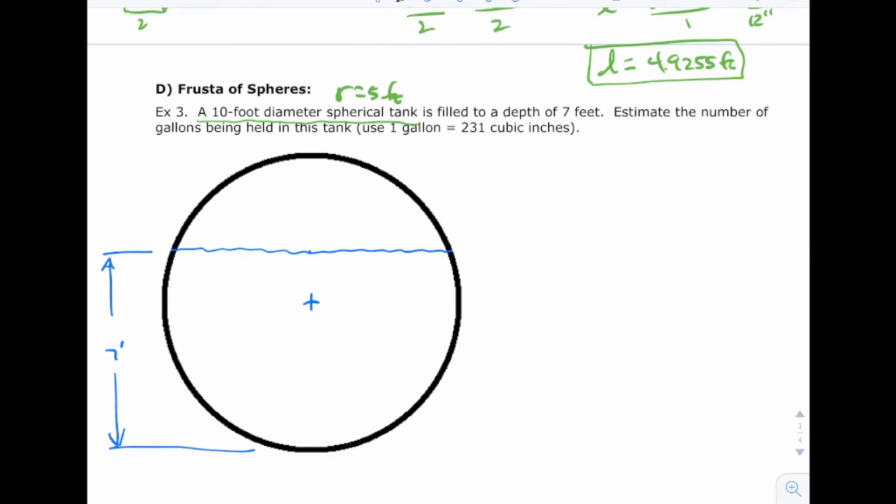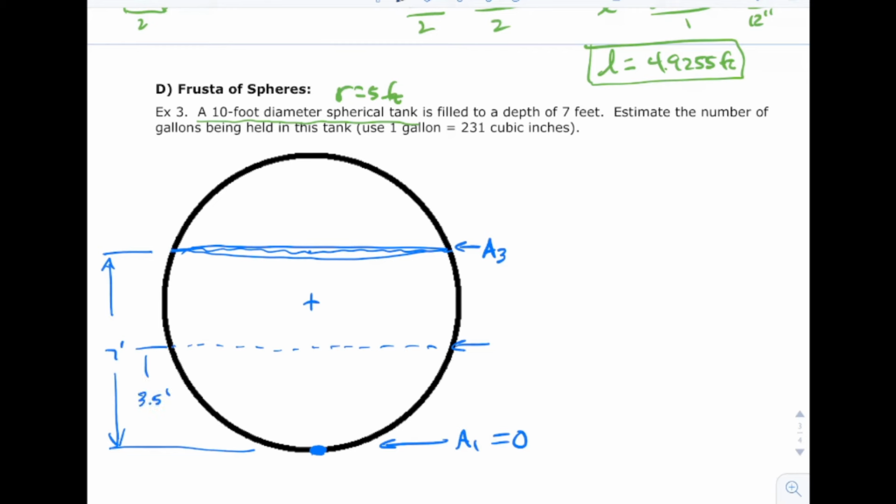Okay, cool. So what I'm going to end up doing is figuring out the cross-sectional area here, so it's going to be like a circle, right? Call it A3, I guess. A1 is 0, right? Because at the very bottom, we don't have any. It shrinks to a point, so there's no area there, so that's really nice. And then A2 is going to have to be exactly halfway up, so at a height of 3.5 feet, right here. 3.5 feet up.